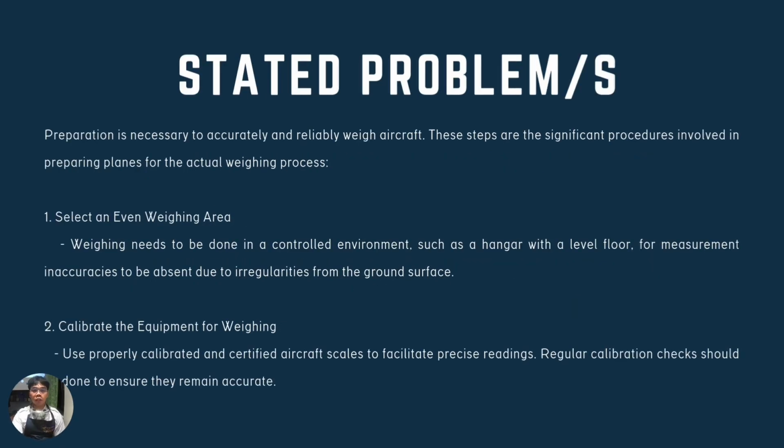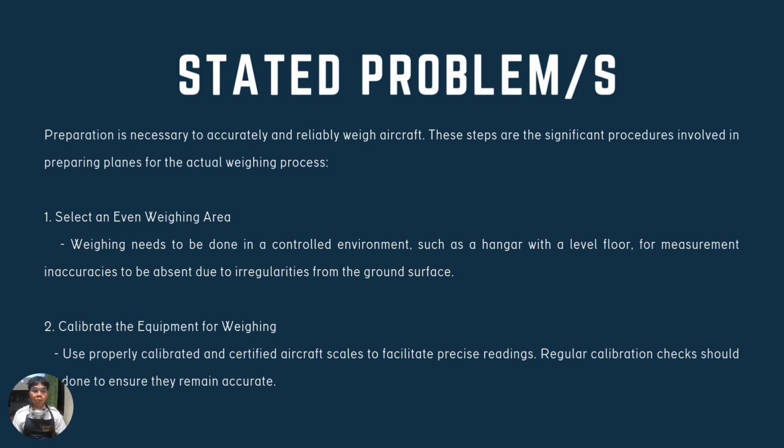Now moving on to the stated problems. To obtain precise weight measurements, preparation is necessary. The following key steps must be followed. Number 1. Select a level weighing area. The weighing should take place on a level surface, such as a hangar, to avoid errors caused by uneven ground.